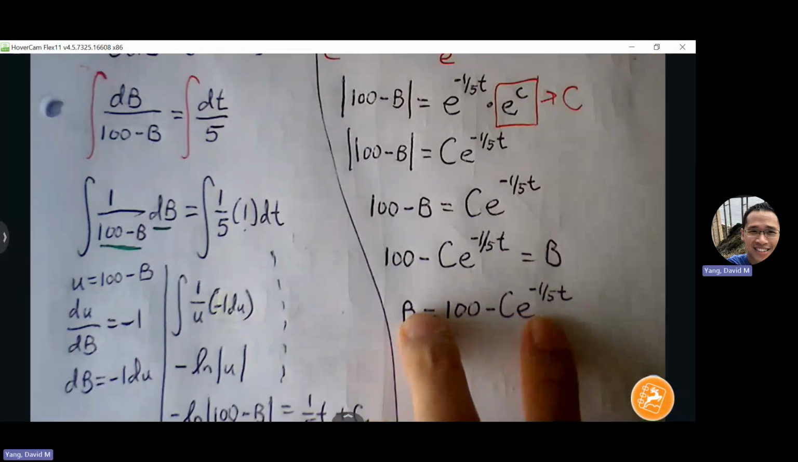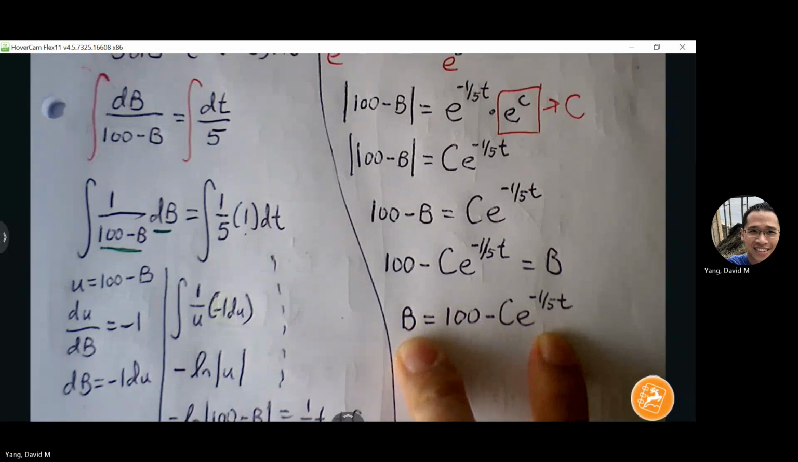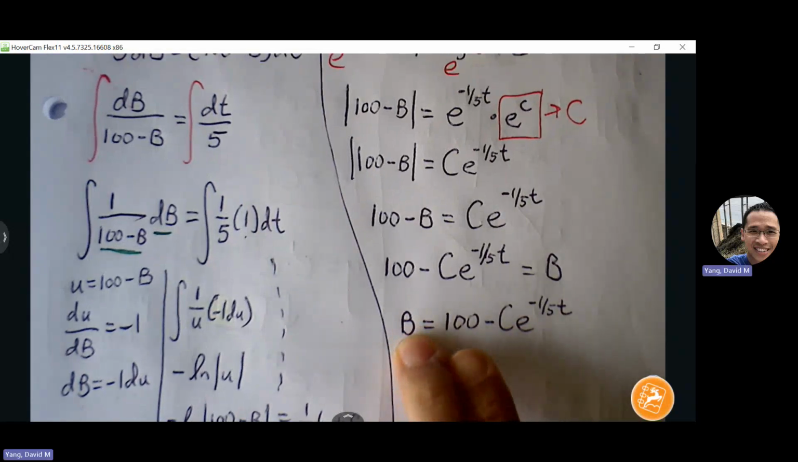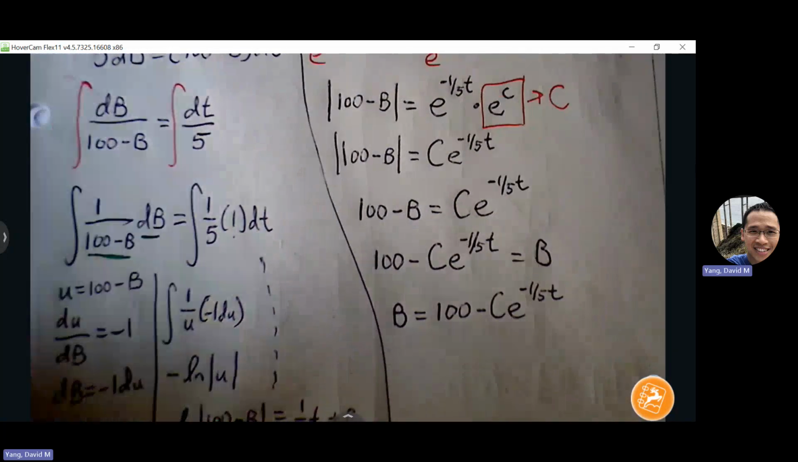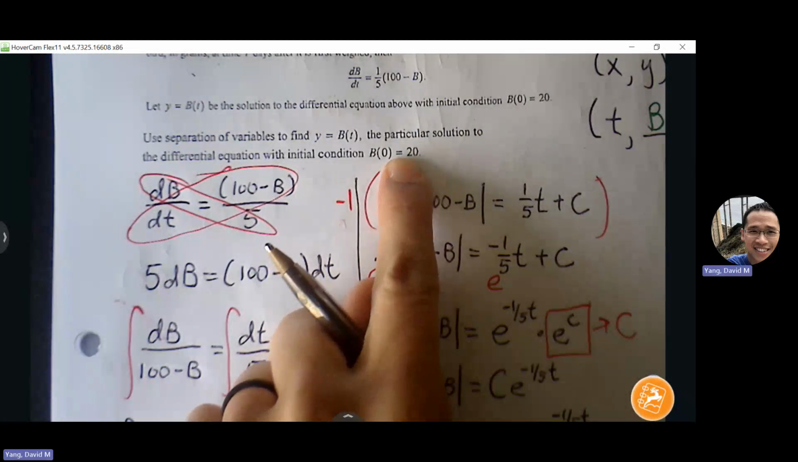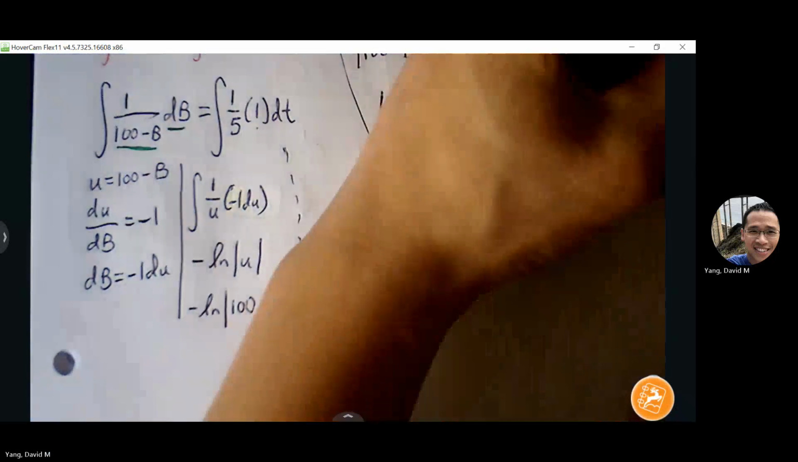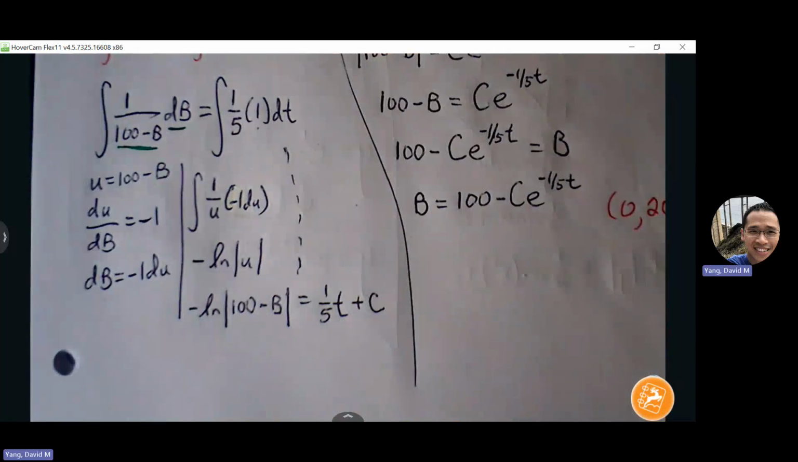All right, so this is my general solution. I have B by itself. That's kind of my y variable, my dependent variable, by itself. So now I have my ordered pair that I can use to solve for C, right? So 0, 20, 0 in for what? Okay, but we don't have x anymore. 0 in for t and 20 in for B.